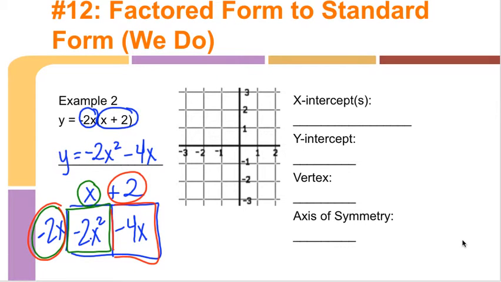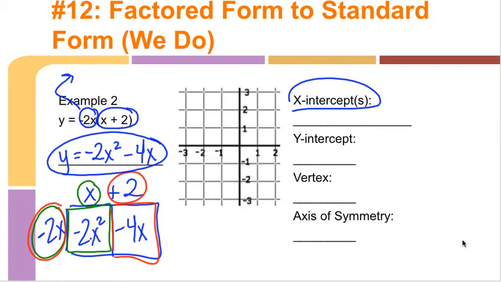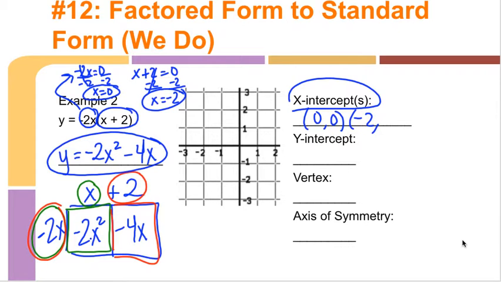All right. Now I'm going to move on and find my x-intercepts just like I've been working on. So for my x-intercepts, again, I take both of my factors and I set them equal to 0. -2x equals 0. If I divide by -2, I find that x is equal to 0. x plus 2, set that equal to 0. I subtract 2. That makes x equals -2. So my two x-intercepts are (0, 0) and (-2, 0).